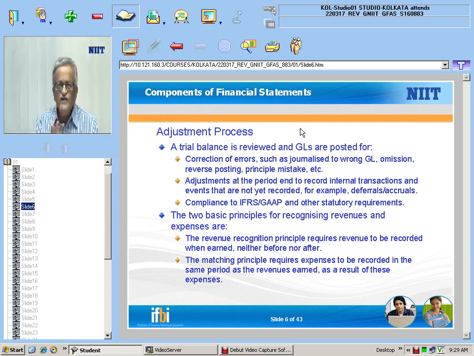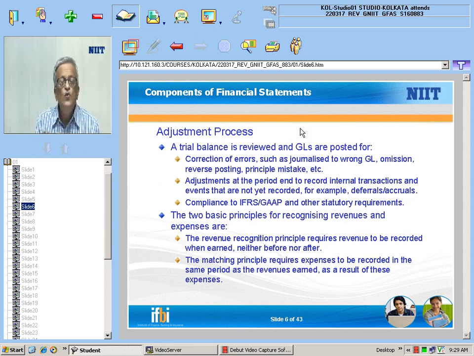As I give you the example, if a credit sale has been made to a buyer, the buyer will pay after 30 days. But accounting has to be done today. Why? Because you have made the sale. So debit accounts receivable, credit sales account. So you are recognizing the revenue.